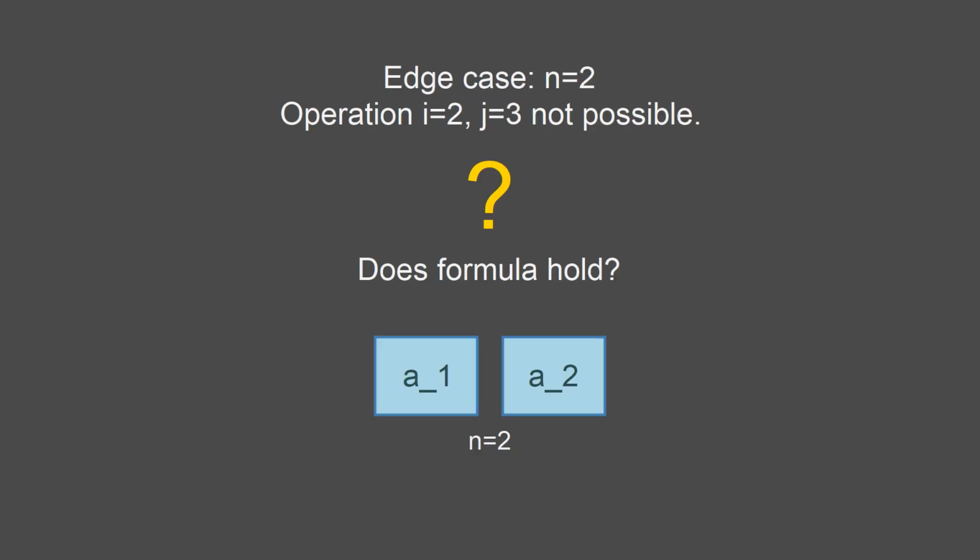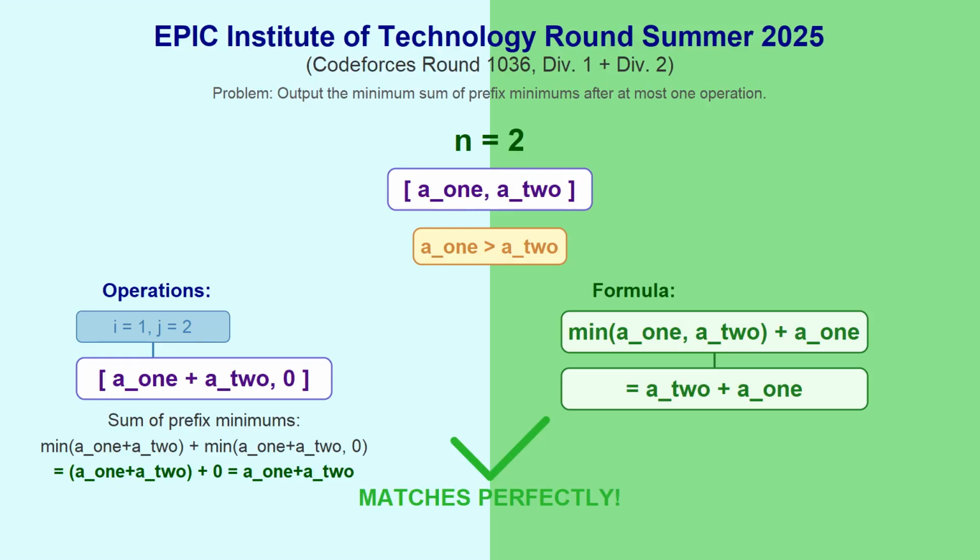A quick note on the edge case n equals 2. In this scenario, we only have a1 and a2. The operation i equals 2, j equals 3 is not possible. Does our formula still hold? If a1 is greater than a2, we perform i equals 1, j equals 2. The array becomes a1 plus a2, 0. The sum of prefix minimums is min of a1 plus a2, plus min of a1 plus a2, 0, which equals a1 plus a2 plus 0, equals a1 plus a2. Our formula min of a1, a2 plus a1 becomes a2 plus a1.